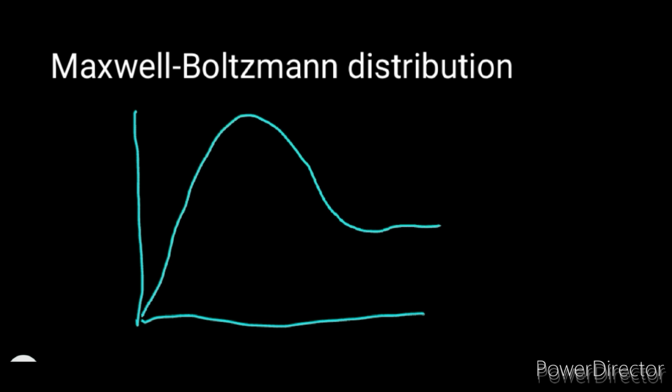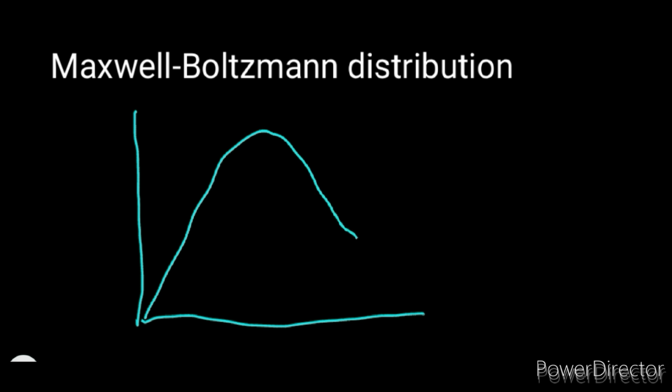So let's talk about the Boltzmann distribution. This is very important. It's something like this. So we're going to have this stuff. It usually has this weird shape. So something like this.